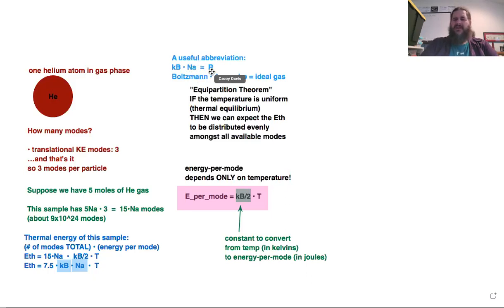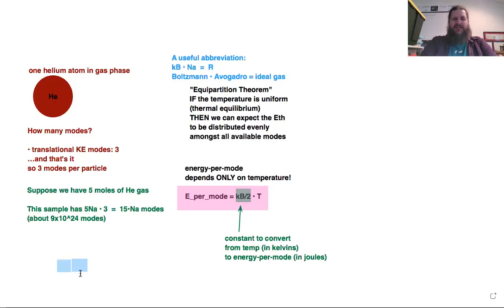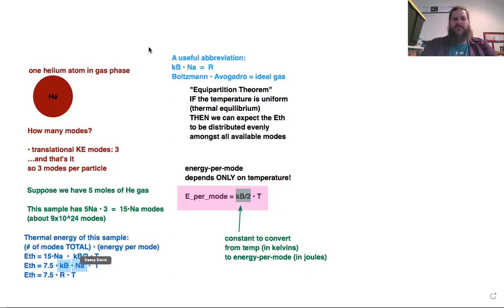So R, the ideal gas constant, basically serves the same role as Boltzmann's constant in terms of energy conversion, but when we're talking about entire moles rather than individual molecules. And that makes for a very useful conversion. We can replace Kb times Na with just R. So thermal energy is 7.5 times R times temperature. And R is much more convenient to work with. It's about 8.31 joules per Kelvin mole. So you can fill that in, multiply by, in this case, 7.5, and then multiply by the temperature of the sample, and that'll tell you the thermal energy.